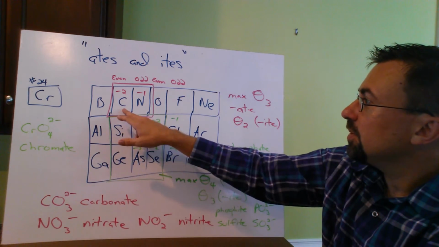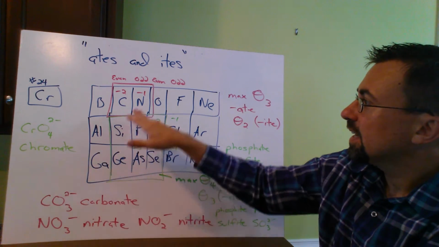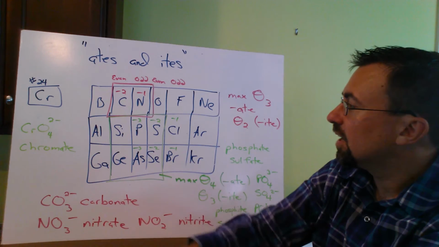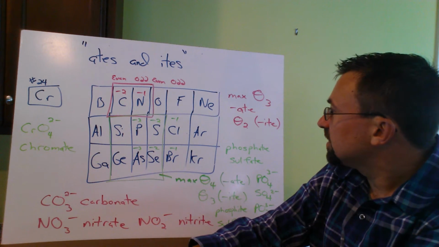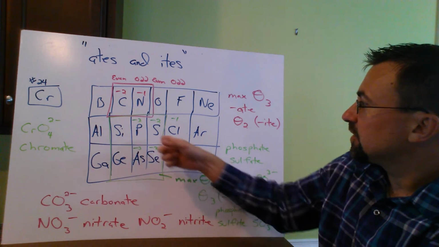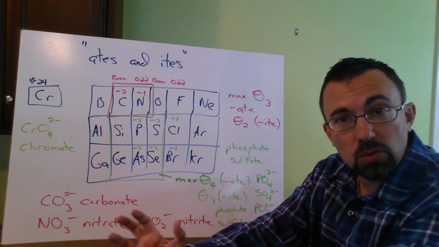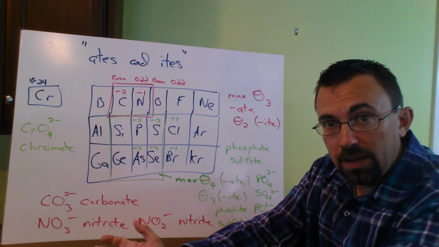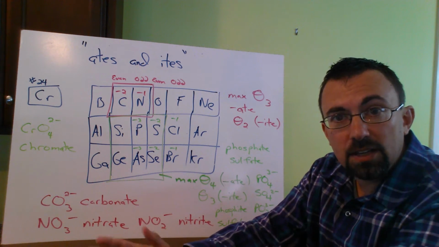If it's attached to carbon, we put carb out front. If it's attached to nitrogen, we put nitra out front. If it's attached to phosphorus, we put phos. If it's sulfur, we put sulf. So we take the root of the word, put it out front, if it's attached to oxygen. And then we put -ate or -ite as an ending.